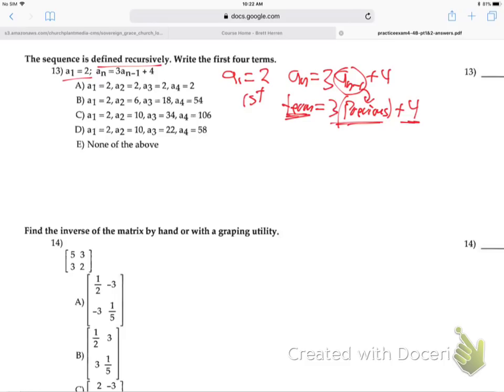So you go, oh, okay. So if the first one is 2, then the next one is 3 times 2, add 4. Am I going too quick? That's 6 plus 4, 10. So the next one is 10. Is that good?